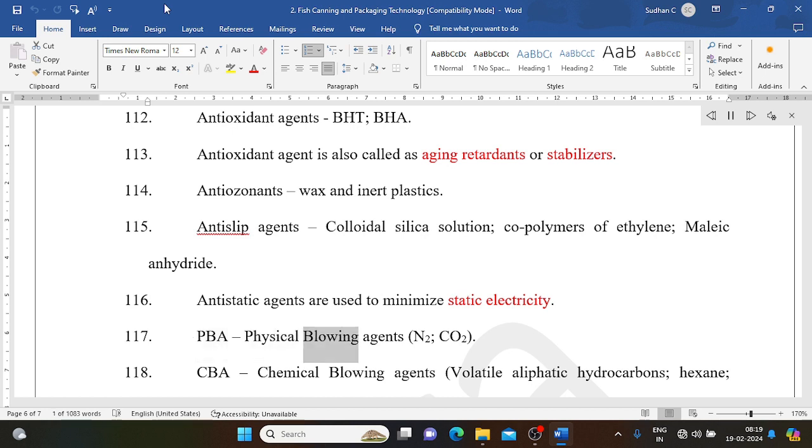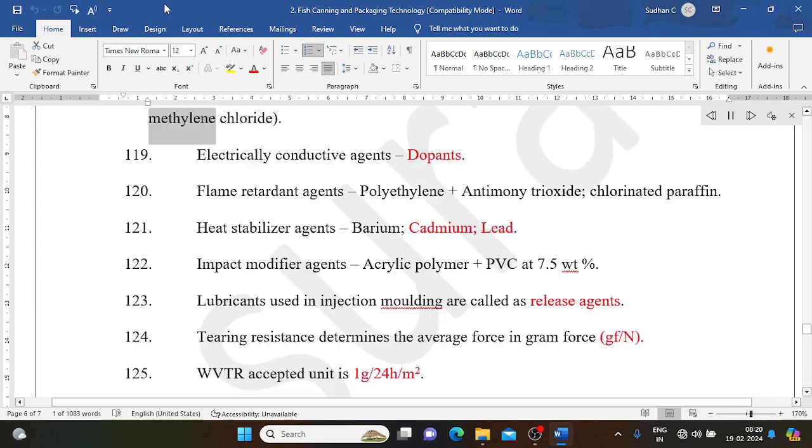PBA, physical blowing agents: N2, CO2. CBA, chemical blowing agents: volatile aliphatic hydrocarbons, hexane, methylene chloride. Electrically conductive agents: dopants. Flame retardant agents: polyethylene plus antimony trioxide, chlorinated paraffin. Heat stabilizer agents: barium, cadmium, lead. Impact modifier agents: acrylic polymer plus PVC at 7.5 wt%.